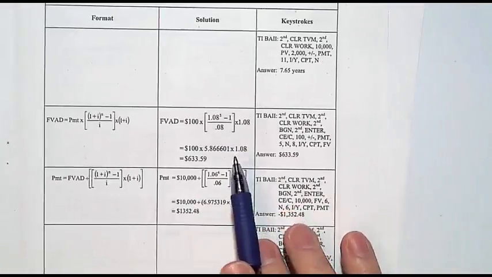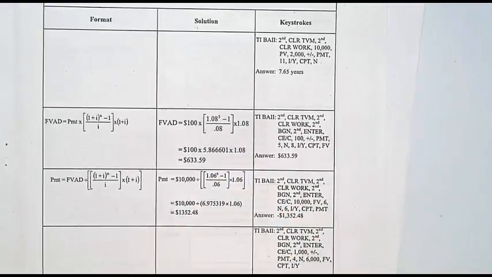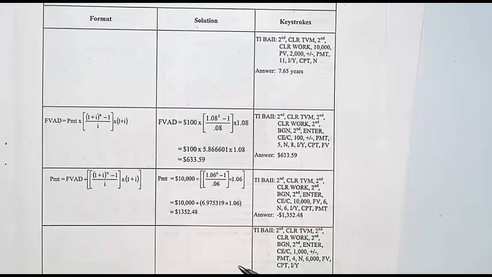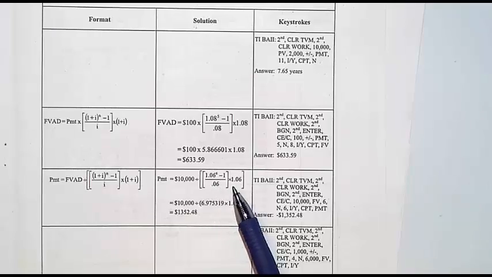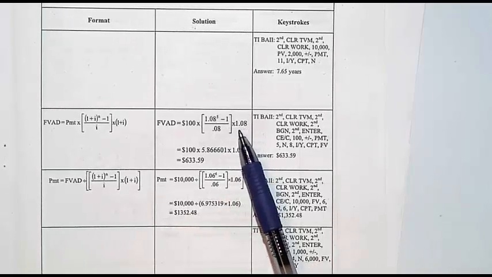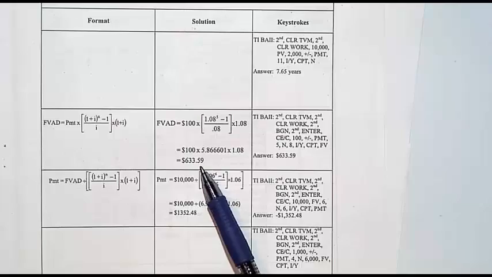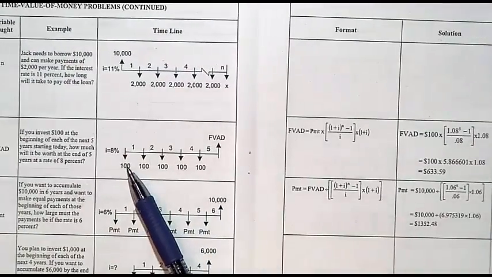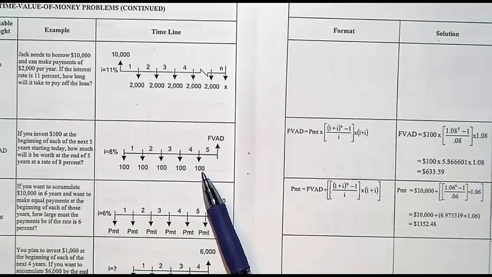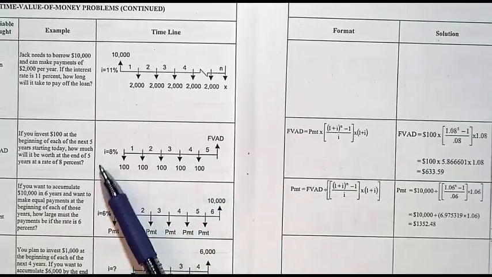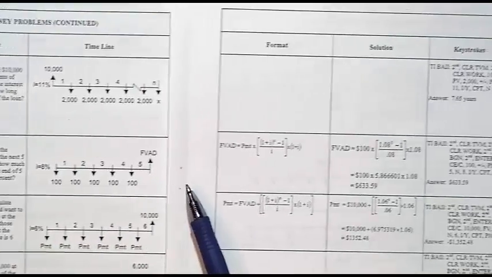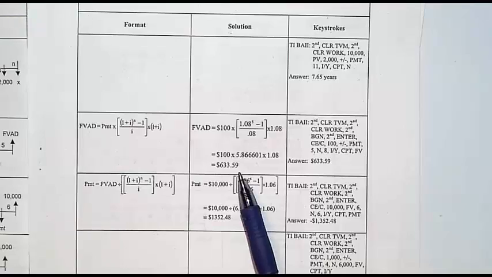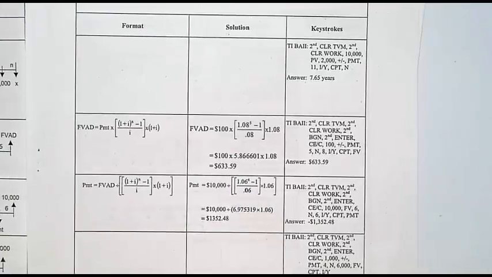If we were to use the formula and plug in the numbers, we get 633.59. Now, does that number make sense? Well, we've got $500 worth of payments and an 8% rate. Does that make sense that these $500 would grow to $633.59? Well, it seems like it's reasonable.